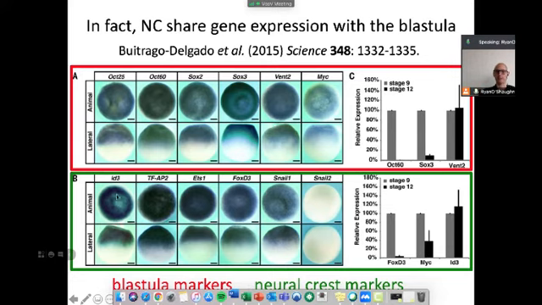So we have ID3, we have SNAIL1 required for that epithelial to mesenchymal transition. We have FOXD3 that's required for neural crest cell specification. So you can see here that blastulas express these genes in the animal part of their embryo. So they express them very early on in development.